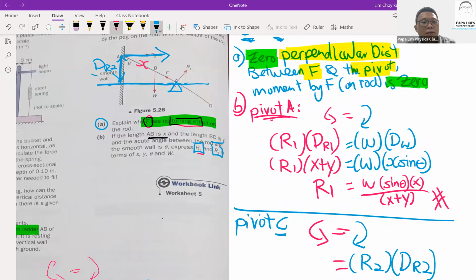If you still can't see it, there's actually a right angle triangle here. Let me draw it this way. This is A, this is C. This will be dr2, and this is theta. Here, students, you have to be careful: AC is actually x plus y.